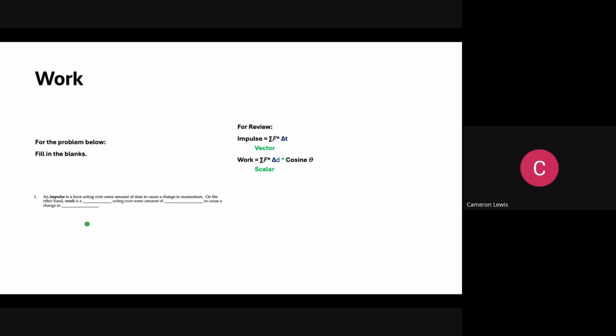So I'll start it off, right? With impulse, we have a force acting over an amount of time. As work, we're going to have a force again acting over a certain amount of, instead of time, we'll do what? Anybody?